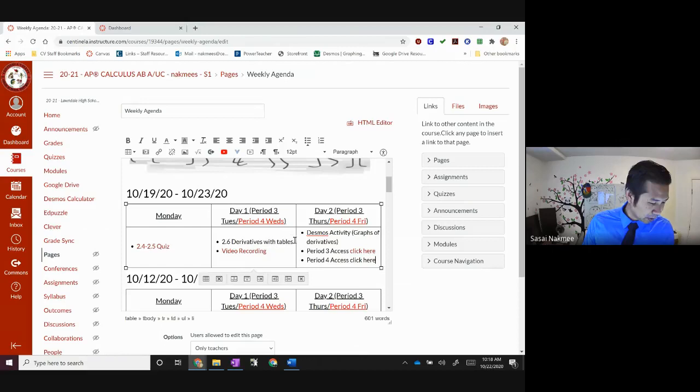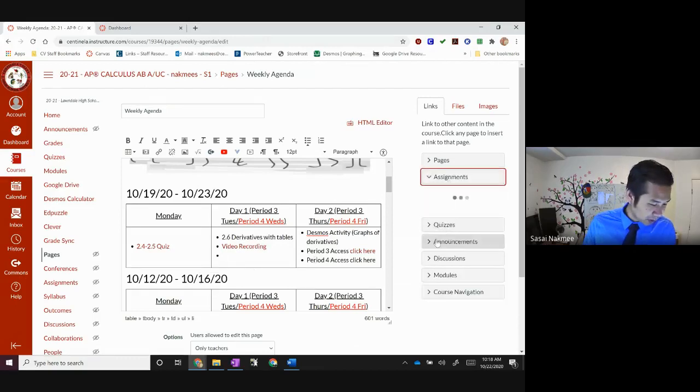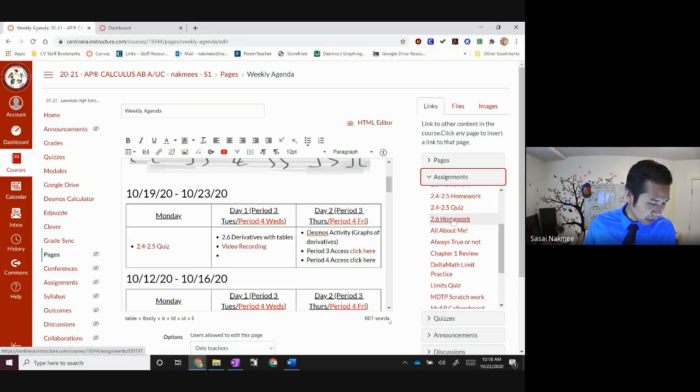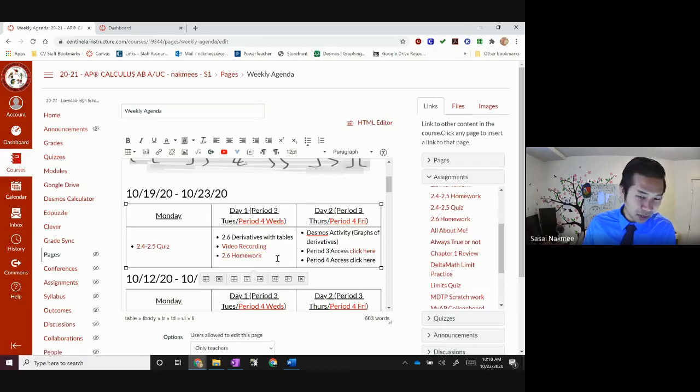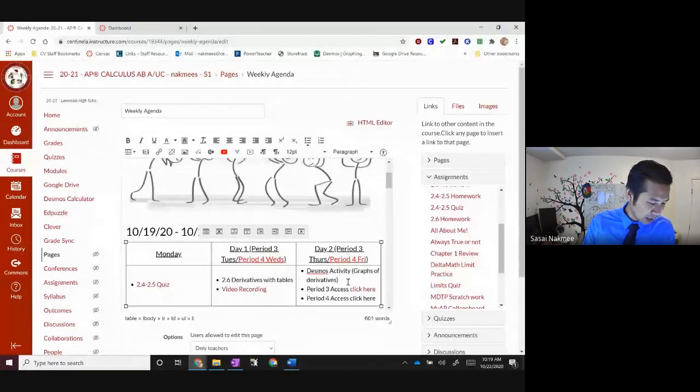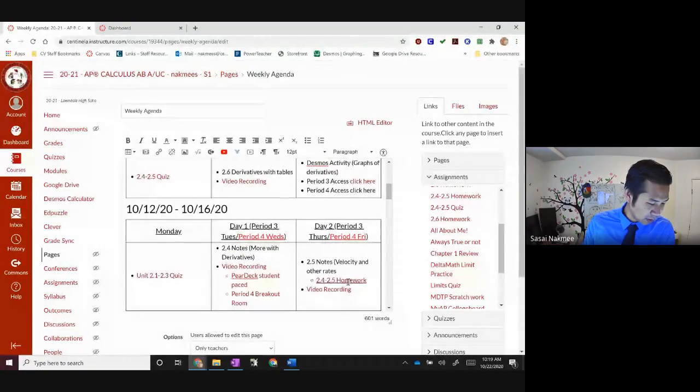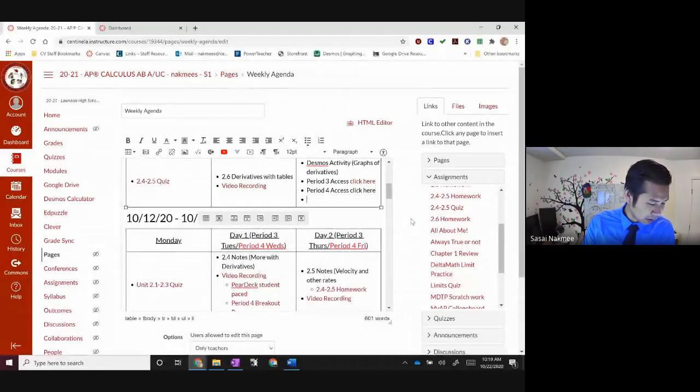First of all, by the way, there is another homework assignment. I forgot to add this onto here. So I'm going to put this over here. It's the 2.6 homework, but it doesn't actually have tables. It's just more practice with derivatives and looking at the graphs. Let's just put that at the end of this one because practicing with the graphs is what we did today. So we did the Desmos graph activity right here. We'll put the homework right here for the 2.6 homework.